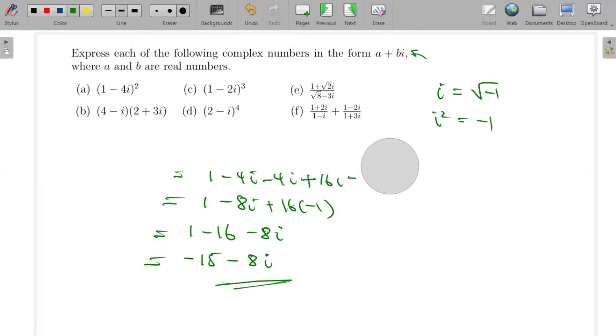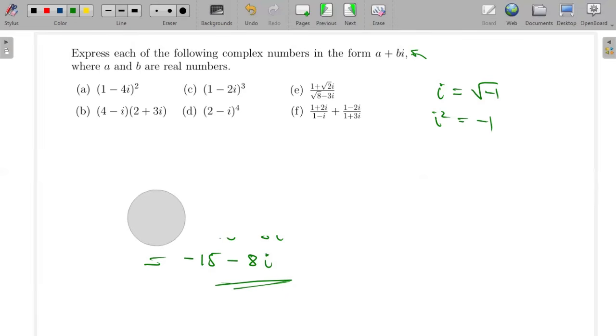Let's go on to the next one. If you like, since they have a negative here, you could even factor out that negative. You say negative, 15 plus 8i, like that. There's no problem. Okay, so let's go on to doing the next one.